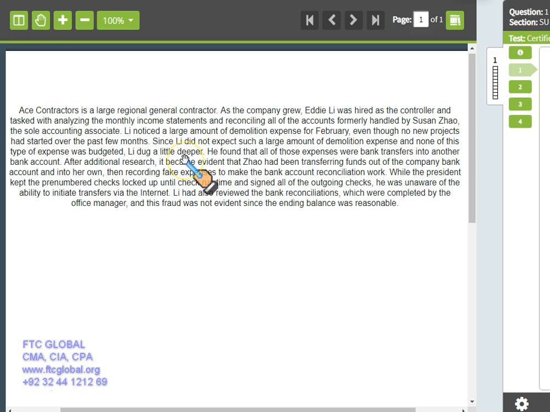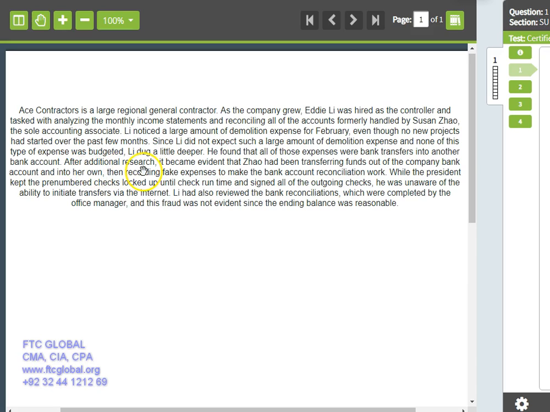Lee dug a little deeper. He went further into the details to ascertain what kind of expense it was. Isn't it like reading a good, interesting story or something like that? He found that all of those expenses that were incurred were actually bank transfers into another bank account. So instead of finding some supporting documents for expenses of demolition, what he found was just bank transfers. So instead of finding debit demolition expense, credit bank, what he found was a transfer to some other account, crediting the bank of the company. So these were the bank transfers.